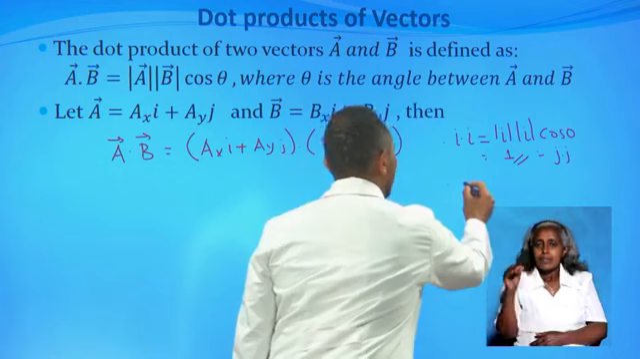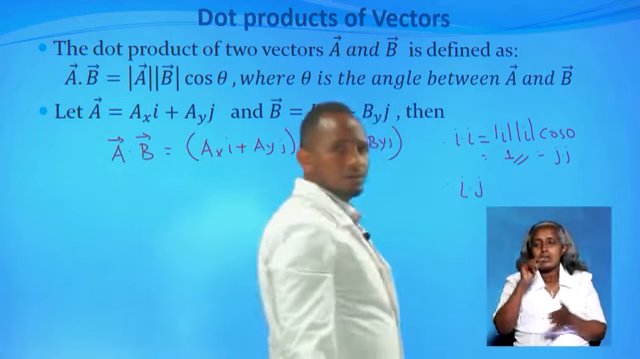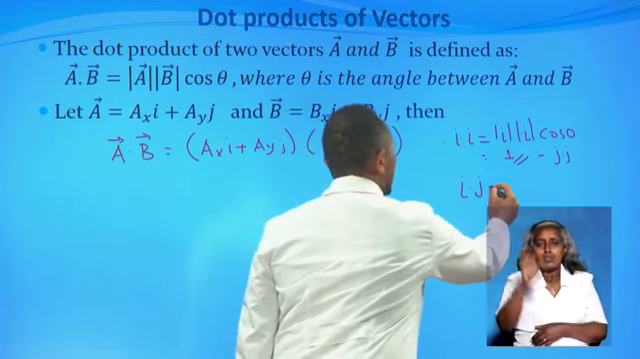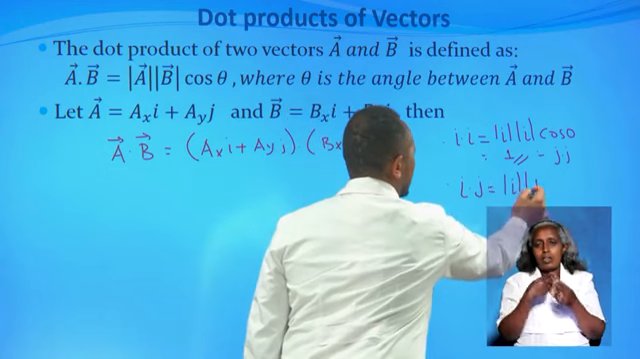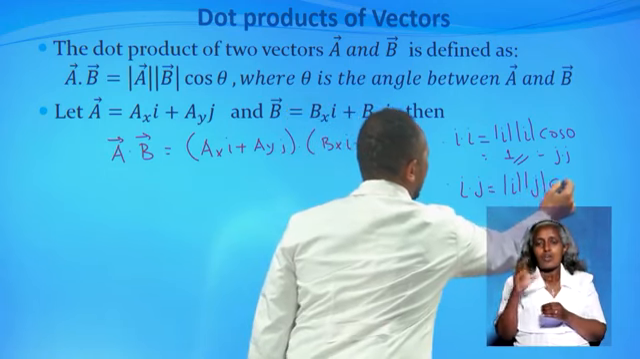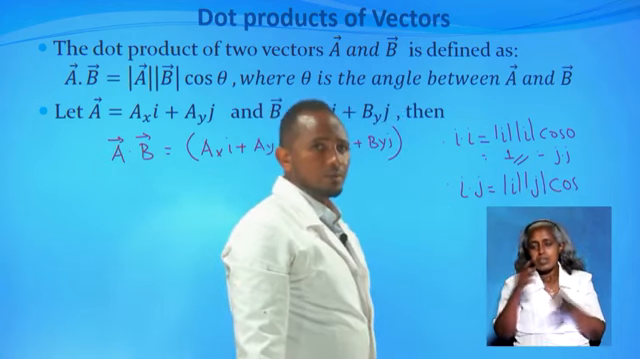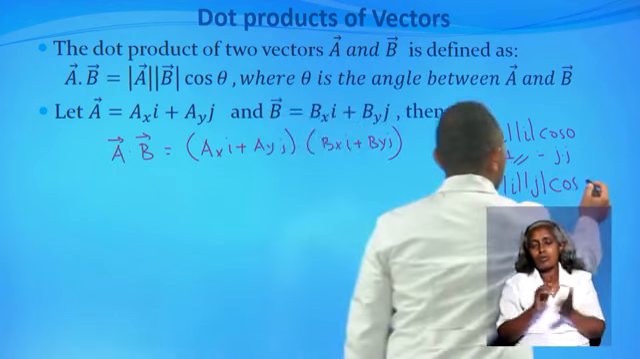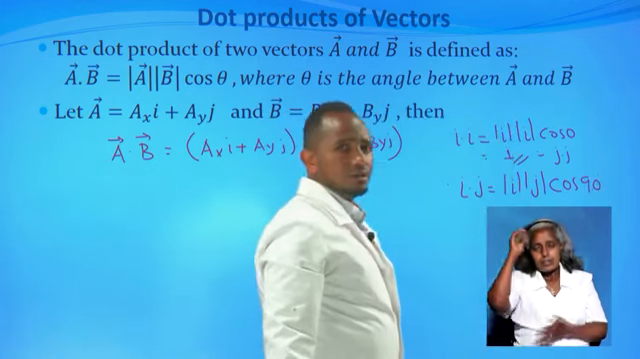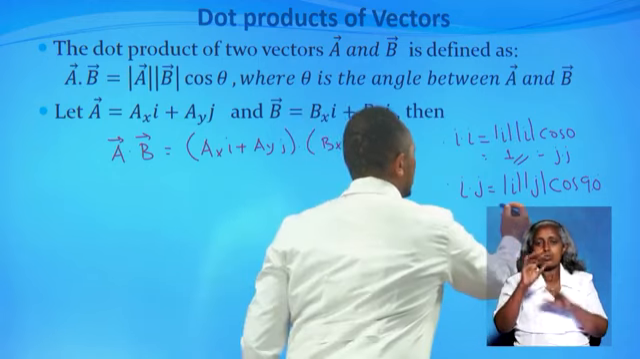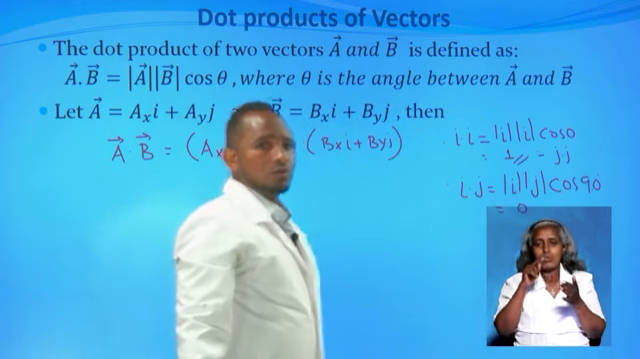And look at this one, I dot J. To find this, I dot J equals the magnitude of I times the magnitude of J times cosine of the angle between I and J. They are mutually perpendicular, so the angle is 90 degrees. Since cos 90 is 0, this product gives you 0. Therefore, I dot J and J dot I are equal to 0.